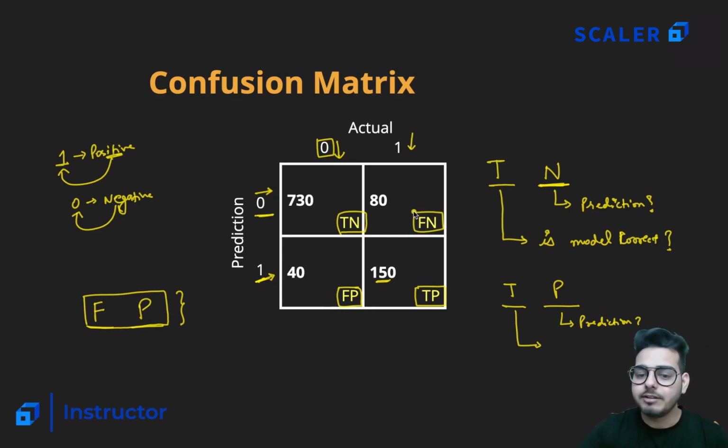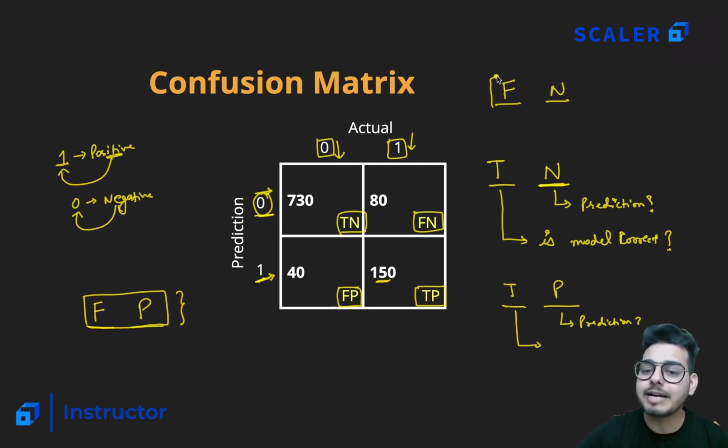Look at this one. This is false negative. What are you predicting? Class 0. You're saying employee will not leave. Negative. All right. But in actual, they left the company. It means you're telling wrong, right? The model is predicting wrong. So that's why it's false.